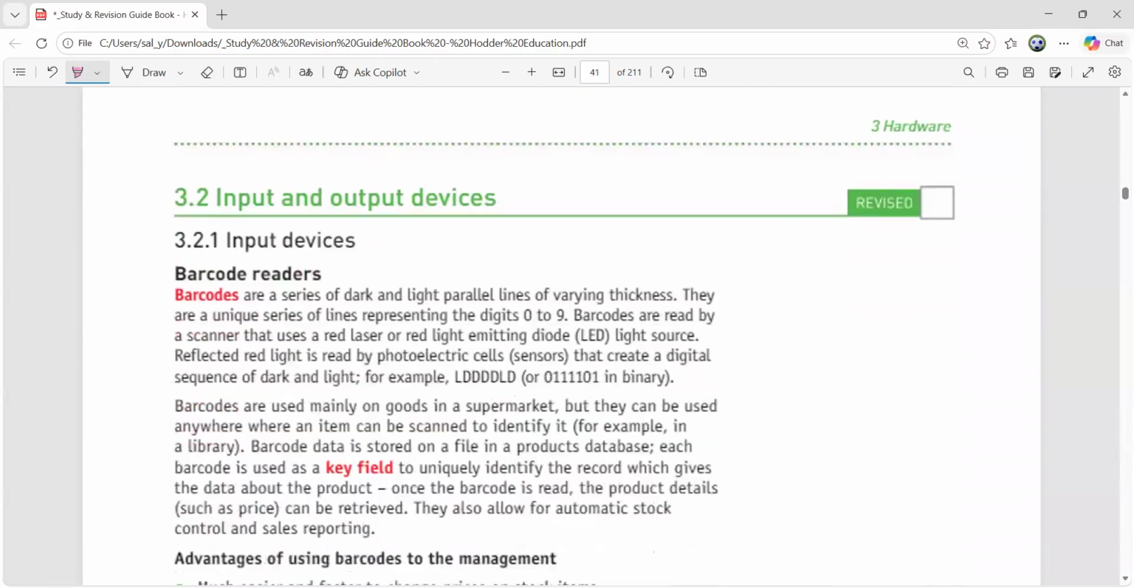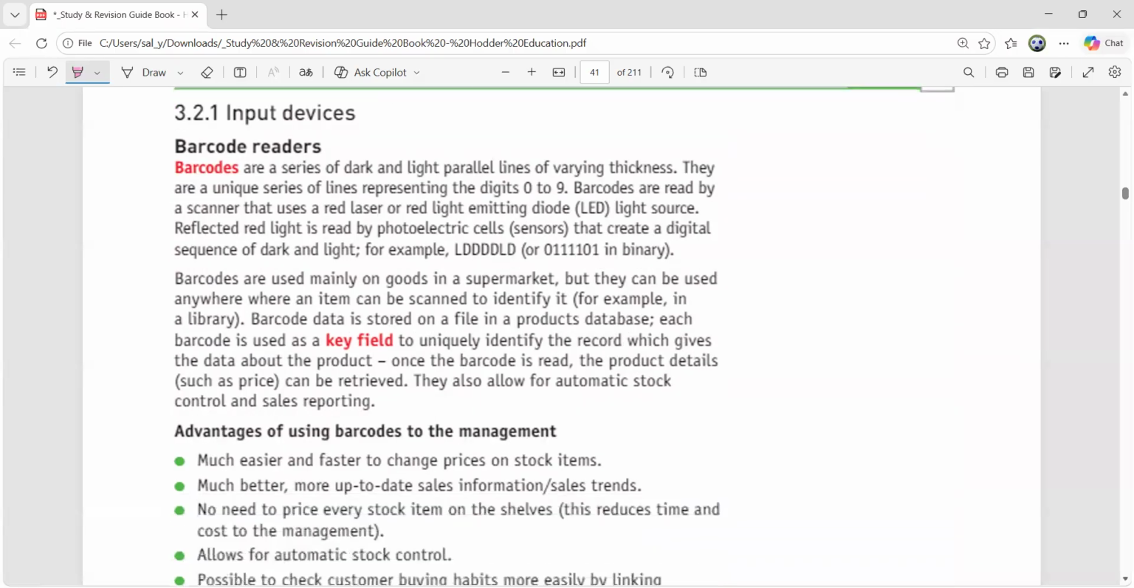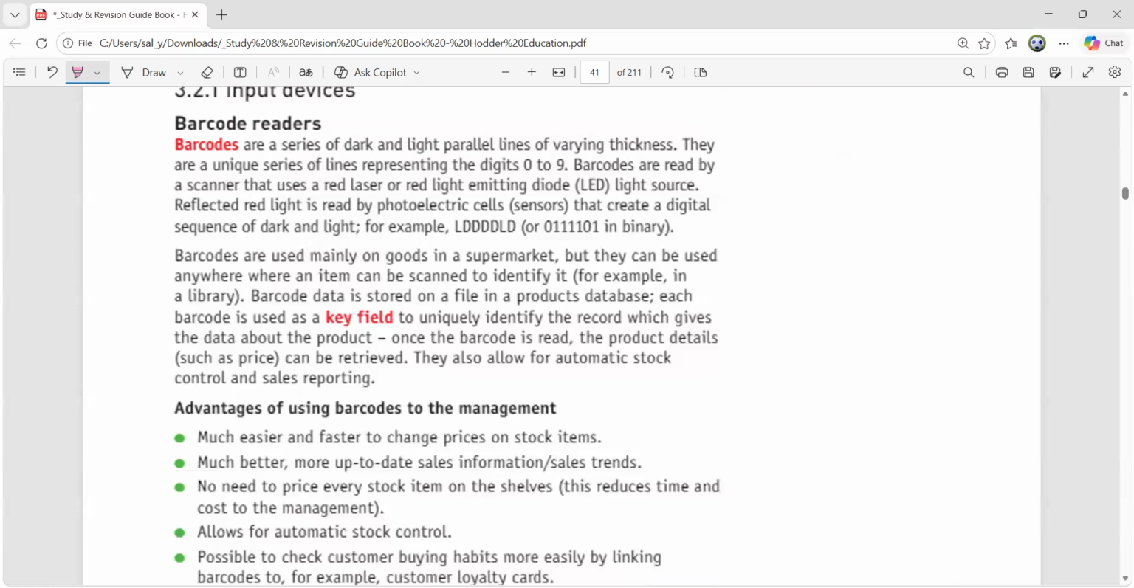Now moving to input and output devices 3.2, let's see how much of it we will be able to cover. Input devices: we talked about barcode readers. And what is it? Barcode readers can come as a device, and they can even ask about the barcode itself. A barcode is a series of dark and light parallel lines of varying thickness, representing different values, and barcodes have a value itself that is the key field. This barcode value will be used to identify the item over the computer system, and it is a unique value that will never be duplicated.